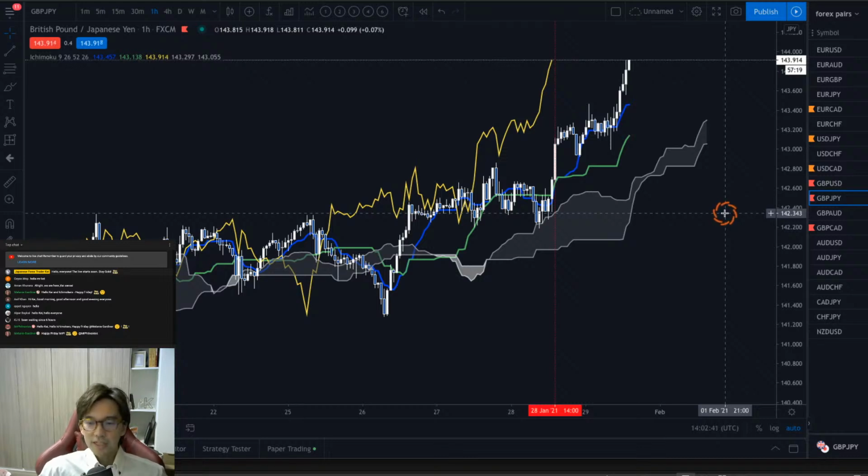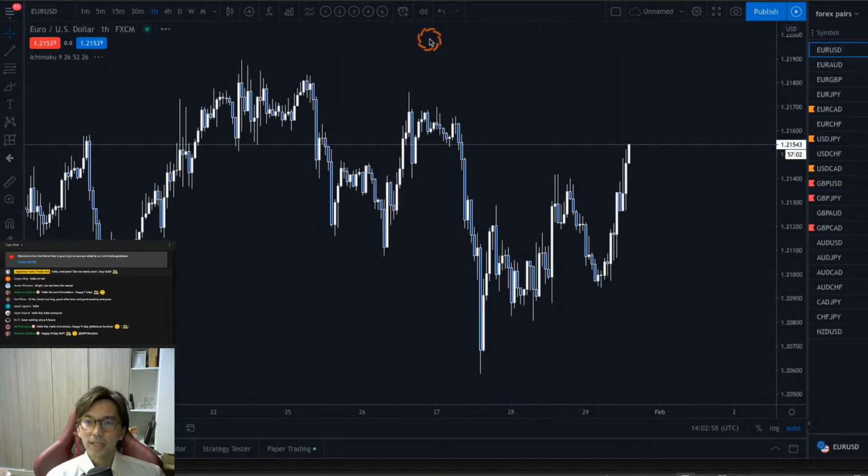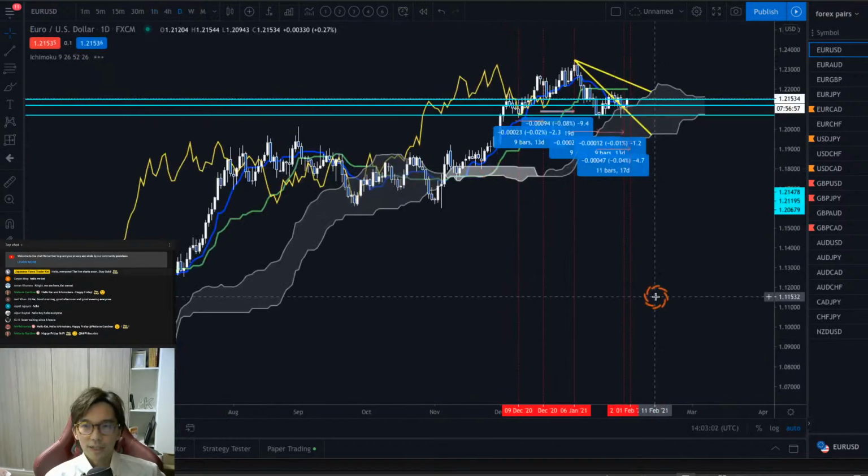Every time I look at markets, I look at the higher time frames. So I look at the daily chart and 4 hour chart and see which of these pairs are trending by Ichimoku. So let's check these charts from Euro USD and see which one is trending at the moment, starting from the daily chart.